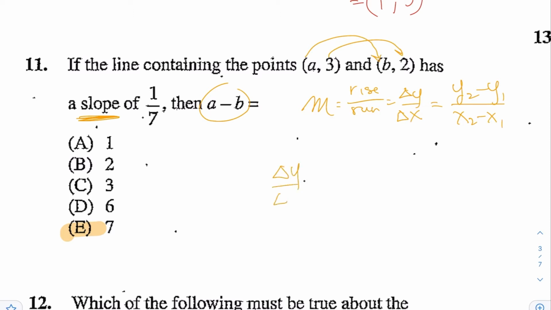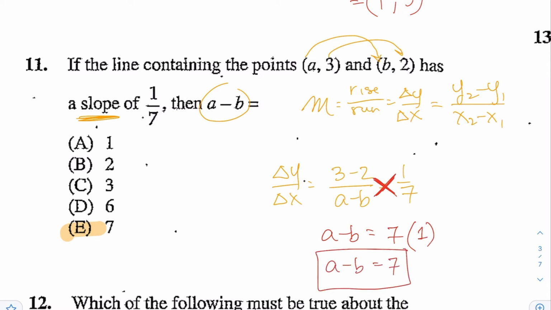So change in y over change in x will be 3 minus 2 divided by a minus b, and that's given as 1/7. So from here, you can just cross multiply because this is a proportion. On one side, you have a minus b. On the other side, you have 7 times 3 minus 2, which is just 1. So you know that a minus b has to be equal to 7, because 7 times 1 is 7. That's choice E.